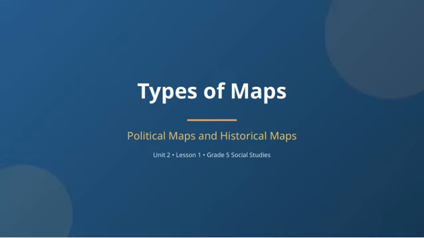We're going to explore different types of maps. On this slide, you'll see the title, Types of Maps, along with a subtitle that mentions political maps and historical maps. This presentation is part of Unit 2, Lesson 1 in Grade 5 Social Studies. Over the next few slides, we'll learn about what makes these maps special and how they help us understand the world around us. I'm glad you're here, so let's get started.